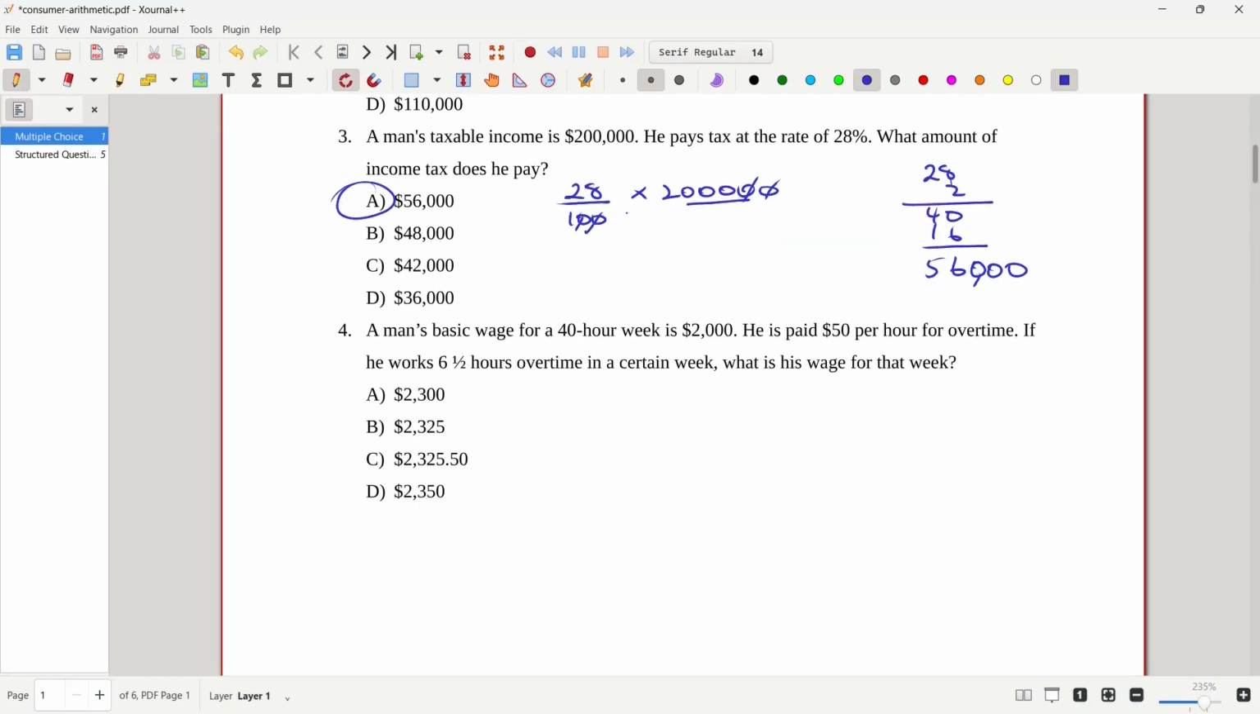A man's basic wage for a 40-hour work week is $2,000. He's paid $50 per hour for overtime. If he works 6.5 hours overtime in a certain week, what is his wage for that week? Okay, so all we have to do is figure out how much his overtime wage is. His overtime wage will be equal to his overtime rate times his overtime hours. All right, so then that means his $50 per hour times 6.5, which is the same as saying 13 on 2. And we just simply cancel here.